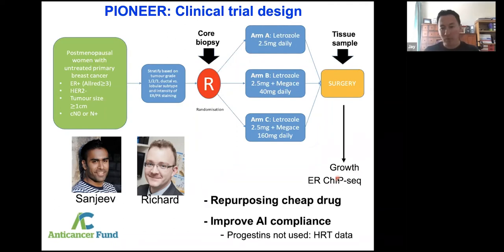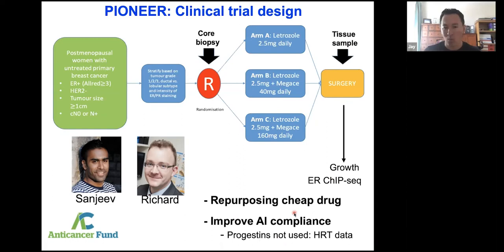Now, we're excited by this because this is an old drug. It's a cheap drug. We know quite a lot about this drug, so really it's about repurposing a safe, cheap drug. And one of the issues in breast cancer treatment is compliance. So a number of women don't complete their recommended treatment course. That... are dealing with side effects which compromise their quality of life.